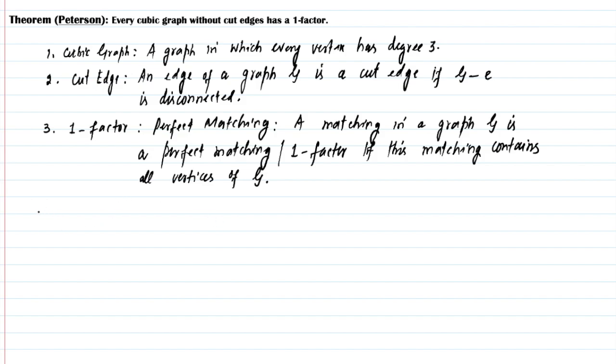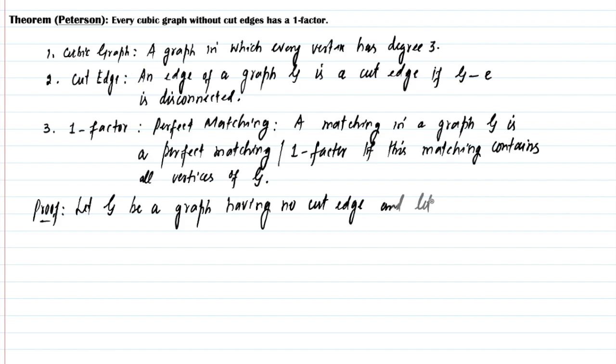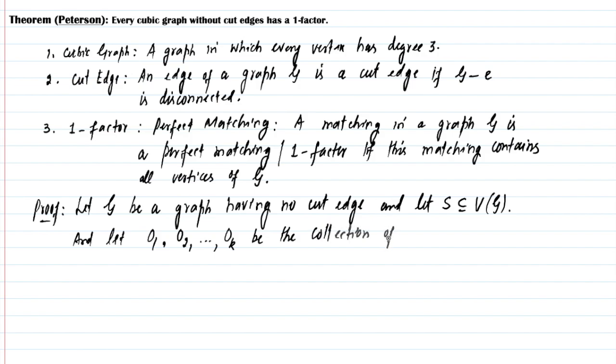Now let's proceed towards proving this theorem. So this is the proof. Let G be a graph having no cut edge, and let S be a subset of the vertex set of G, and let O1, O2, and so on up to Ok be the collection of all odd components of G minus S. We want to show that G has a one-factor.